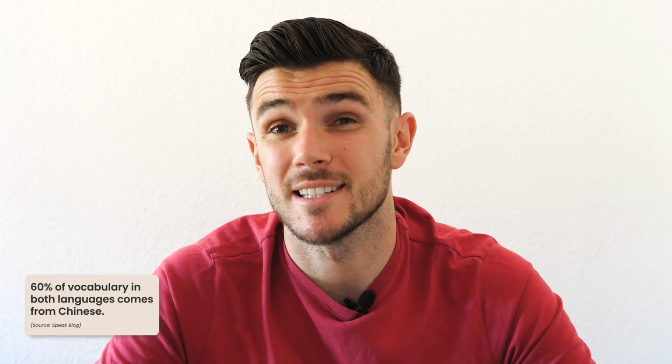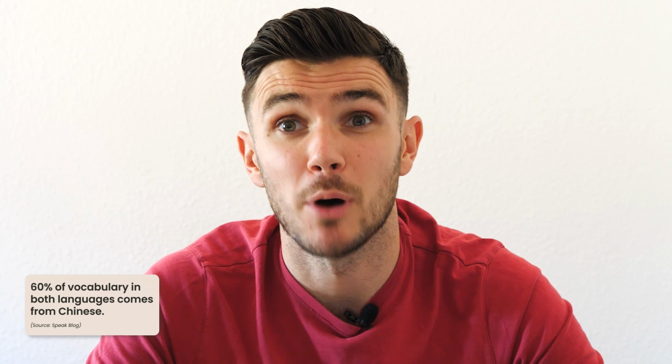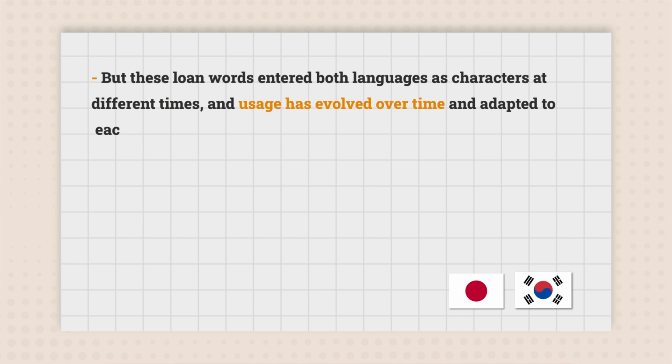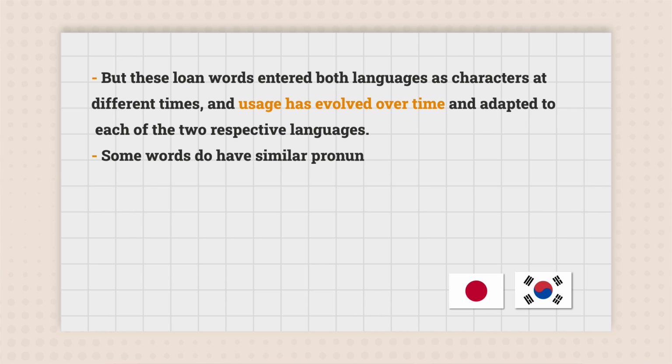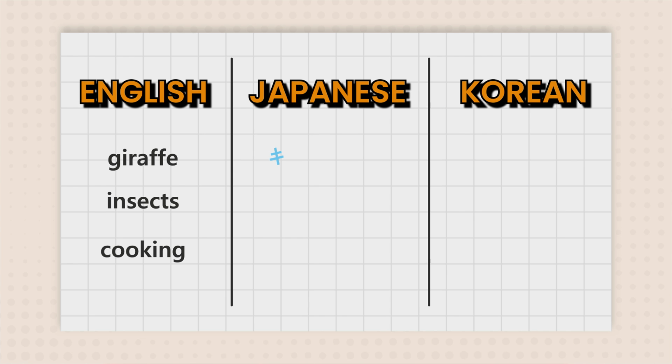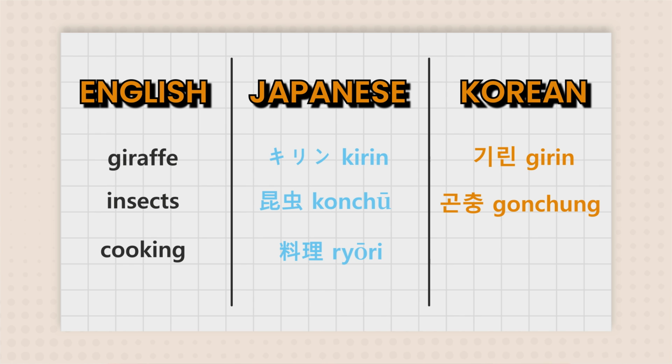In fact, today, 60% of vocabulary in both languages comes directly from Chinese. But these loan words entered both languages as characters at different times, and usage of these words has obviously evolved over time and adapted to each of the two respective languages. Some words have very similar pronunciation though, and while they're not mutually intelligible, you can definitely hear the similarities. For example, kirin, chirin, konchu, gongchung, ryori, jori.